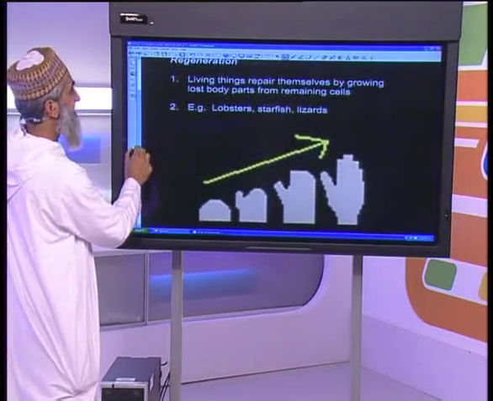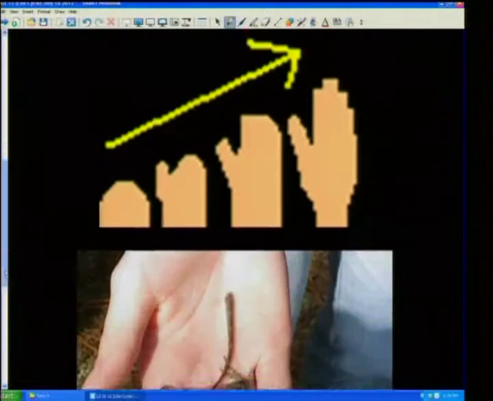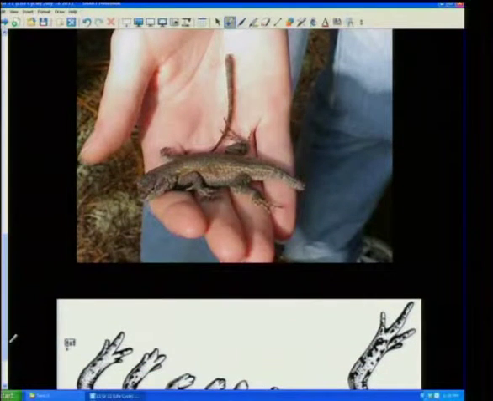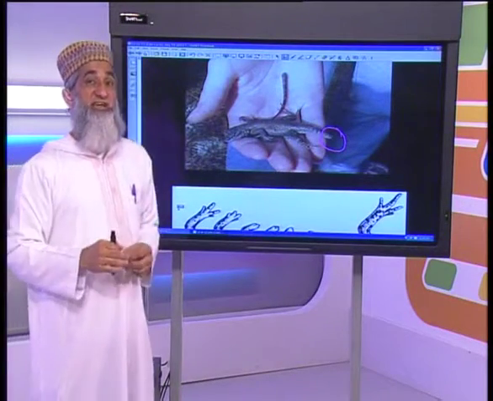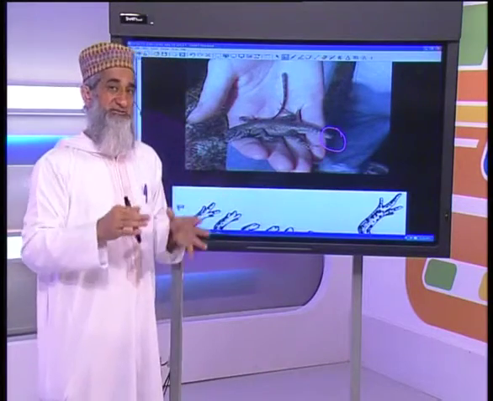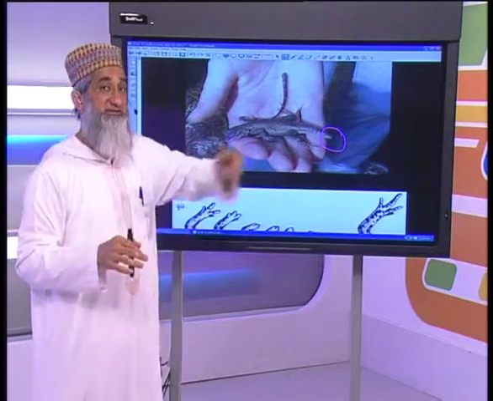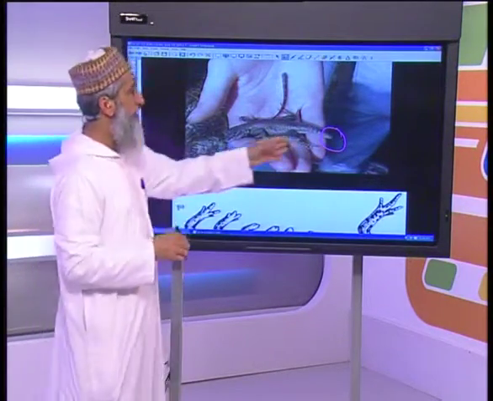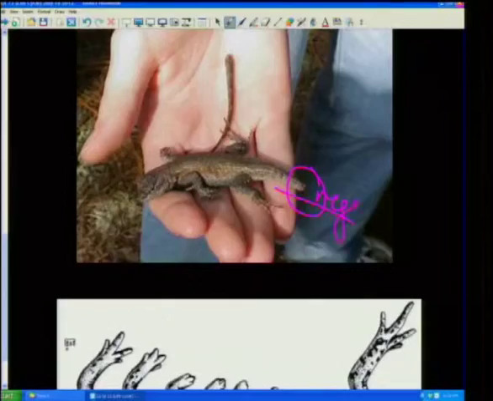Another way is regeneration. Please don't try this at home. Here, living organisms repair themselves by growing lost body parts from the remaining cells. A main example that we will discuss here are the lizards. And there's a diagram there of a lizard without its tail. Now, if the lizard loses its tail, and it likes to do this if it's being chased by a predator, what it does is it breaks off the tail then wiggles to distract the predator, and the lizard gets away. The lizard itself now will not stay without a tail forever. A new tail grows there, and this is known as regeneration.